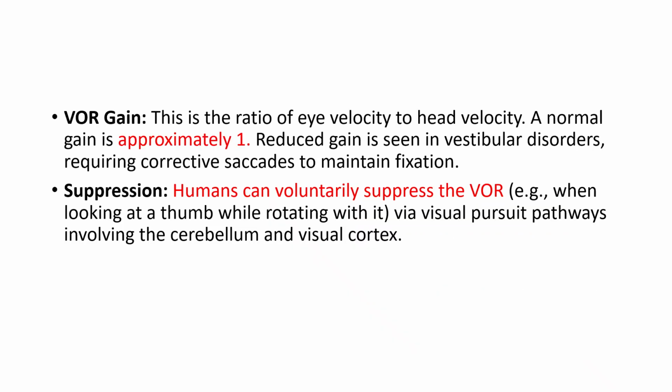Vestibulo-ocular reflex gain. This is the ratio of eye velocity to head velocity. A normal gain is approximately 1. Reduced gain is seen in vestibular disorders, requiring corrective saccades to maintain fixation. Suppression. Humans can voluntarily suppress the vestibulo-ocular reflex, for example, when looking at the thumb while rotating with the thumb, via the visual pursuit pathways involving the cerebellum and the visual cortex.